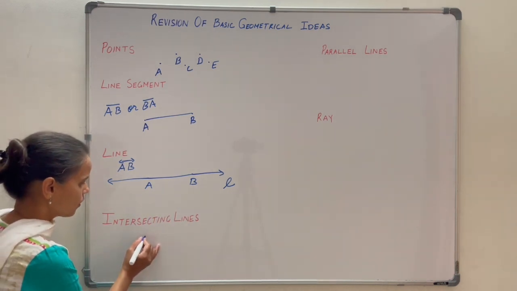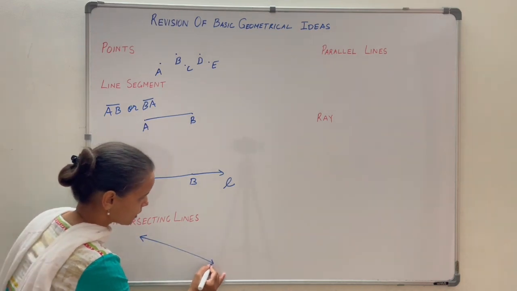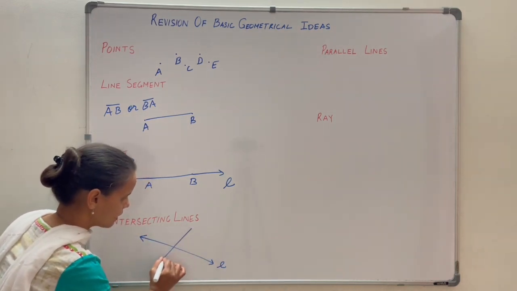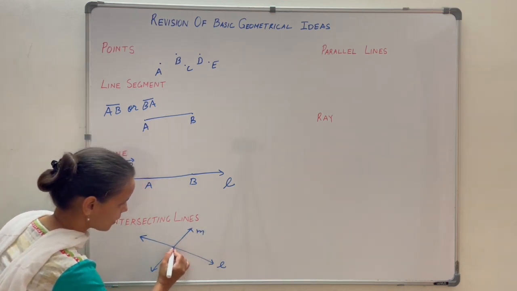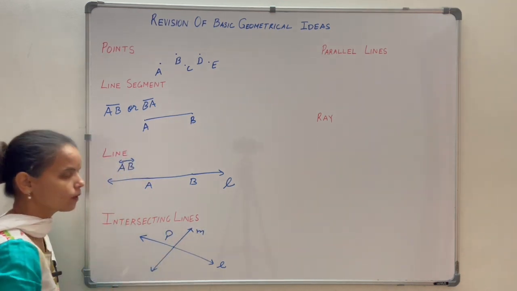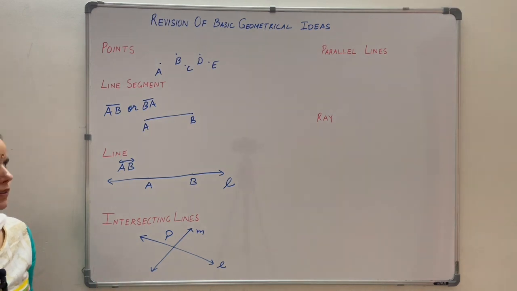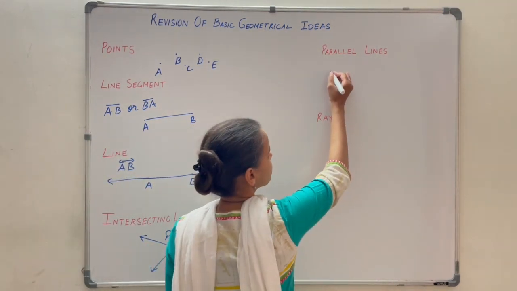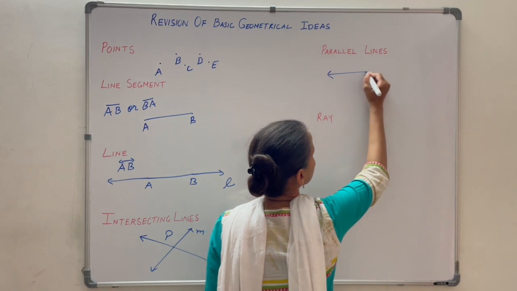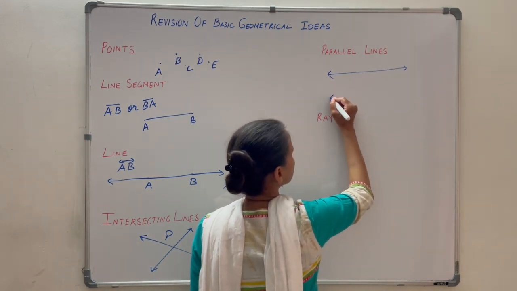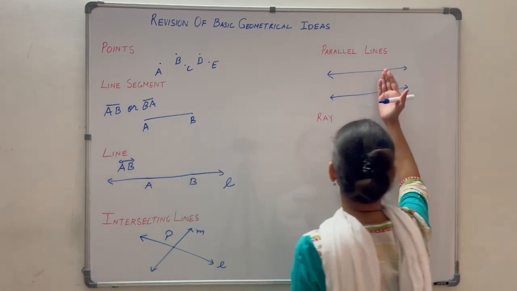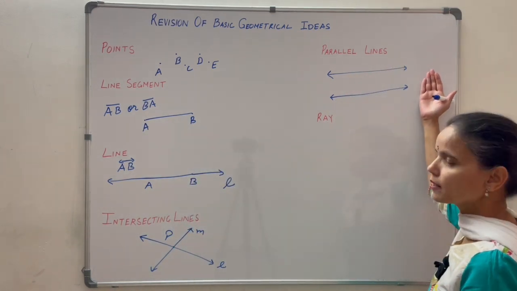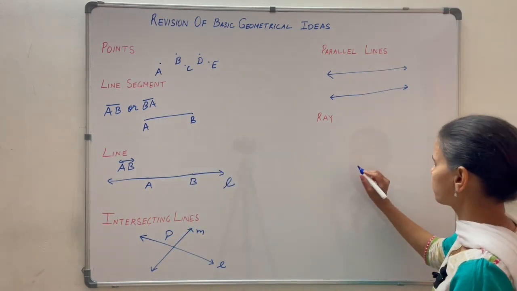Intersecting lines. When two straight lines, say L and M, intersect at a point, they are called intersecting lines. Parallel lines. Parallel lines are lines which do not intersect at any point. The perpendicular distance between these two lines is always fixed.